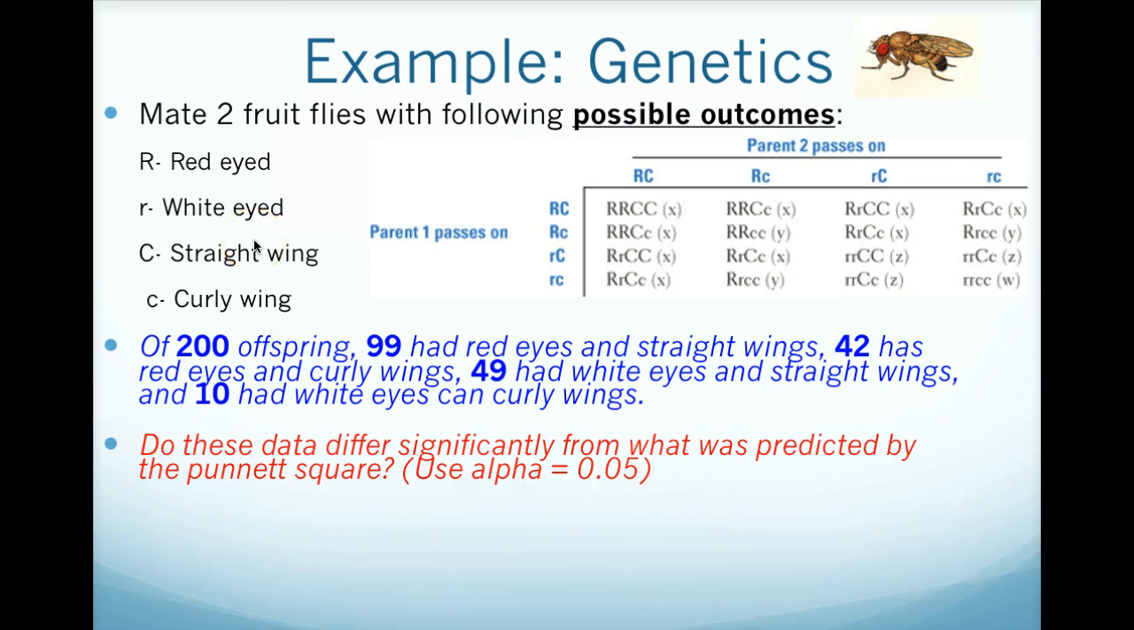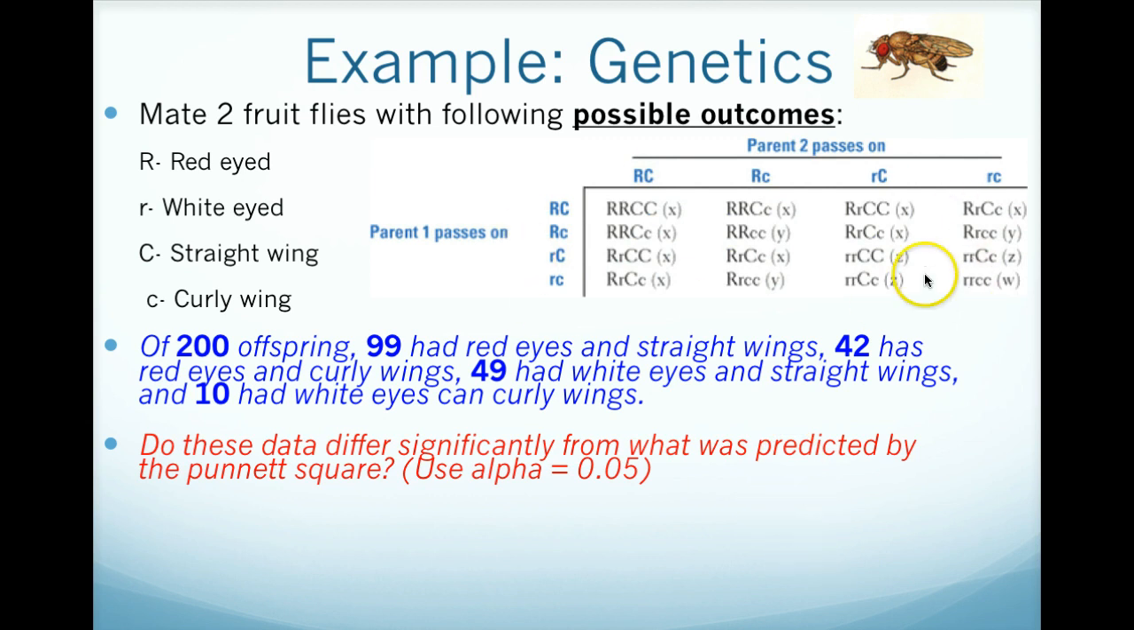Red-eyed is the dominant gene, white-eyed is the recessive gene. Straight wing is the dominant wing type, and curly wing is the recessive wing type. So these are all my possible combinations of fruit flies. All right, so now it says of 200 offspring, we observed 99 to have red eyes and straight wings, 42 to have red eyes, curly wings, 49 had white eyes, straight wings, and 10 had white eyes, curly wings. Do these data differ significantly from what was predicted by the Punnett square?